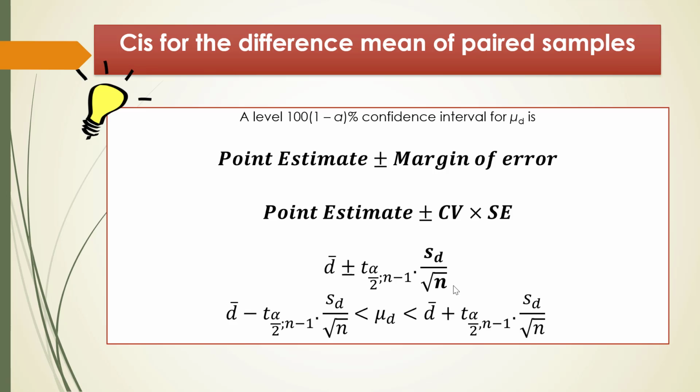So we have the confidence interval. The lower bound is d bar subtract t alpha half, n minus 1, times sd over square root of n, and the upper bound is d bar plus t alpha half, n minus 1, times sd over square root of n. So that's how we find the confidence intervals for the mean difference of paired samples.